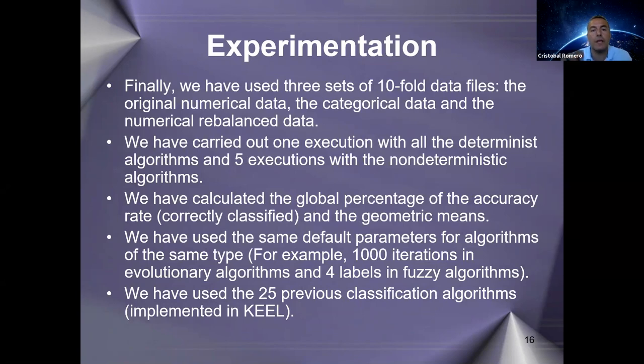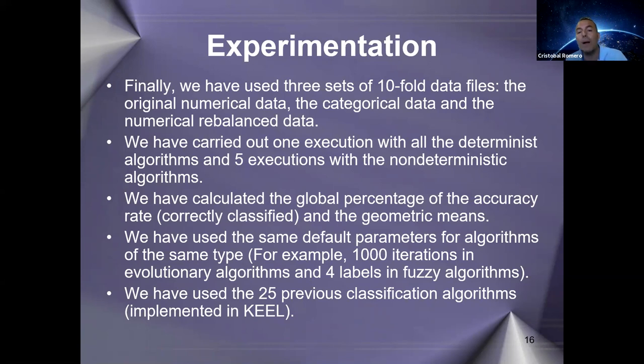Finally, we use three data sets with tenfold: the original numerical data, the categorical data, and the numerical rebalanced data. So we have three data sets. We have deterministic and non-deterministic algorithms. Deterministic algorithms are the classical algorithms, and non-deterministic are, for example, the evolutionary algorithms that you have to execute several times, and each time you execute it, you obtain different results. So you have to execute several times and average. So all the deterministic are executed once, and the non-deterministic are executed 5 times.